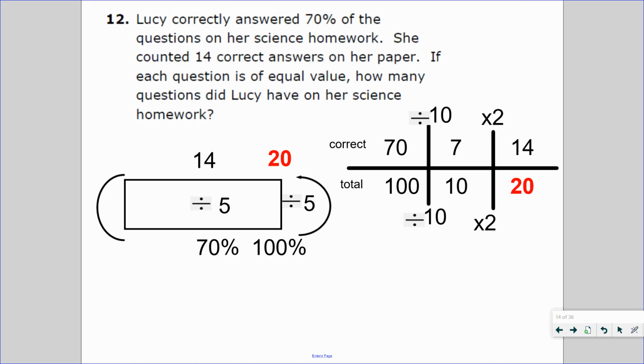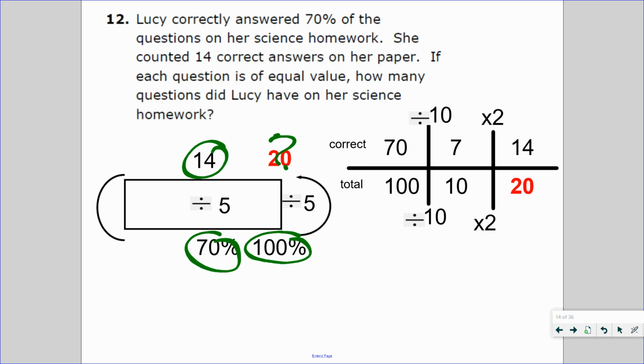Number 12. So here's a percent bar. Lucy correctly answers 70% of the questions. She counted 14 correct answers. So 14 goes on top of the 70% because that's how many questions she got correct. And on a test usually, the highest you can get is 100%. If each question is of equal value, how many questions did Lucy have on her science homework? So we need to find this missing number right here.